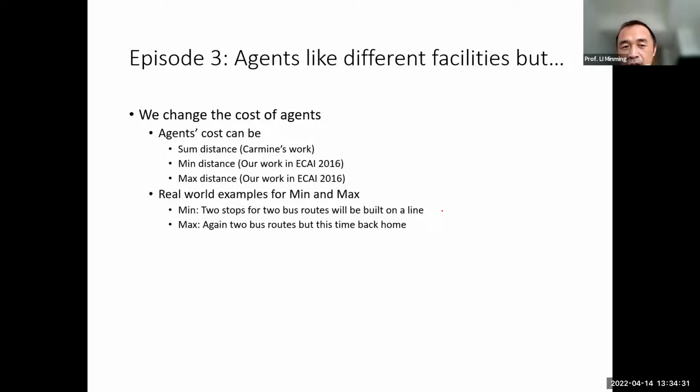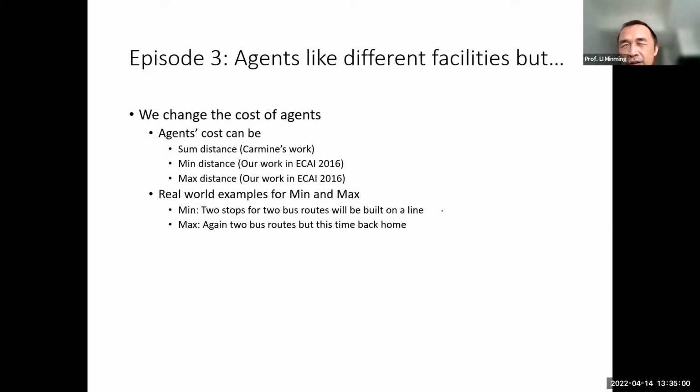Why? Because you can imagine if there are two bus stops near your house, which one would you go to? Usually you will go to the closer one, right? Okay, so when people like both, then one model is called the mean model. So basically in that model, we assume that the cost of an agent, if he likes both, will be the distance to the closer facility, okay?